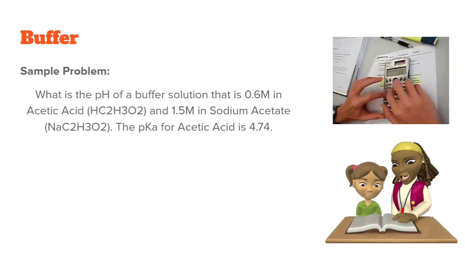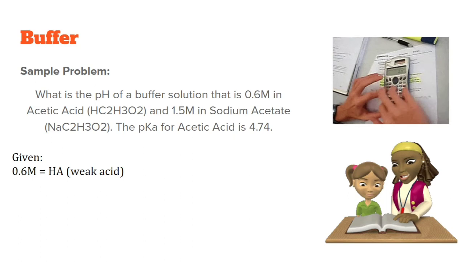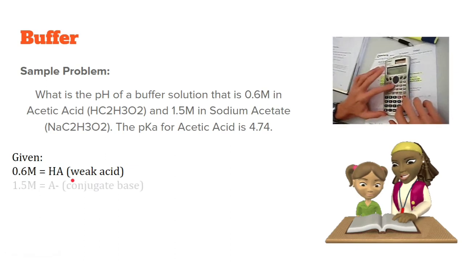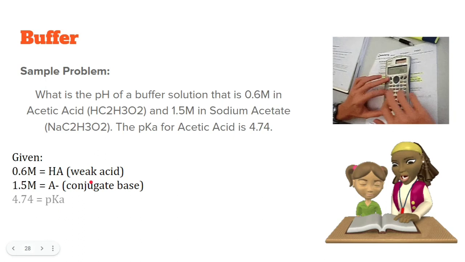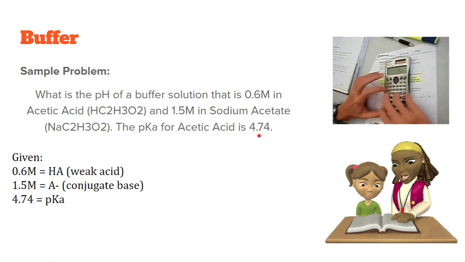First thing that you need to do is to check what are the givens. Given 0.6 molar acetic acid. This is your weak acid. Next, the 1.5 molar sodium acetate is your conjugate base. Kasi po, di ba yung sodium acetate, that is a base, right? At as we all know, acetic acid, andun na po yung term, it is a weak acid. And it was already given, what is the pKa? That is 4.74.